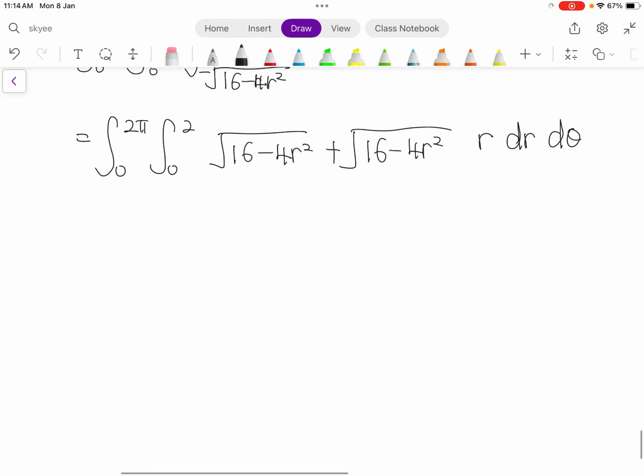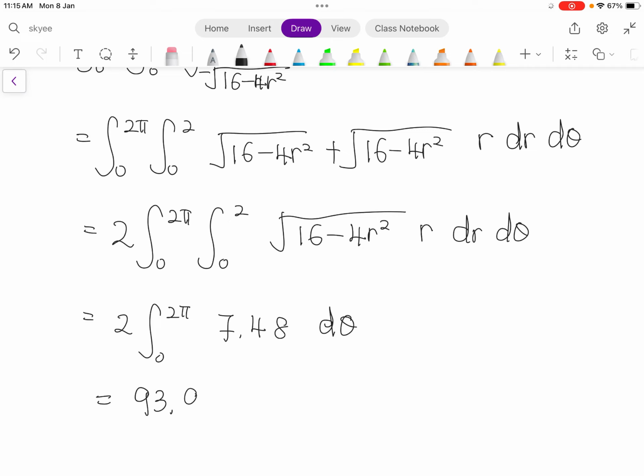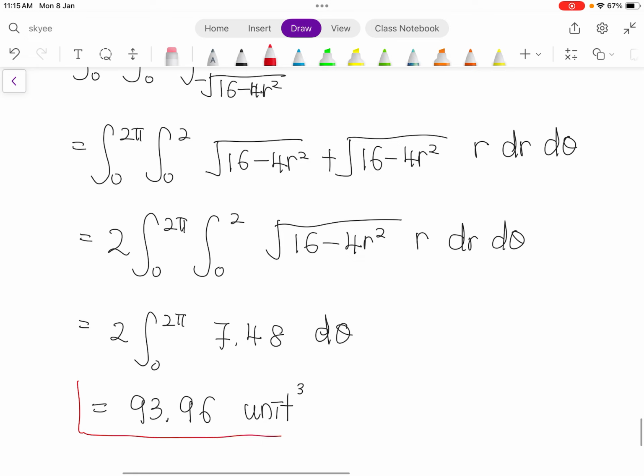So this one will give you 2, so you can take out the 2. 2 pi, 0 to 2, 16 minus 4r squared, I take out the 2. And I want to use the calculator for this. So let's press the calculator, square root of 16 minus x squared and x. You get 7.48, d theta. Then multiply by 2 pi and 2. You get 93.96. So this is the volume, in cubic units. So this is the answer.